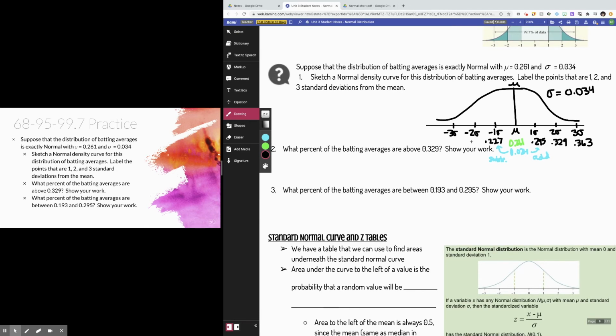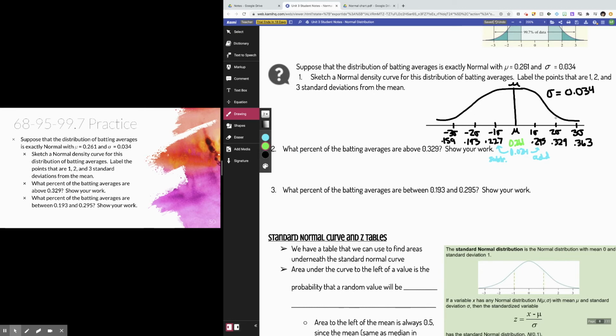If I subtract again, I get 0.193. And if I subtract a third time, I get 0.159. Okay, so there's my labeled normal density curve. Okay, number 2 says, what percentage of batting averages are above 0.329.